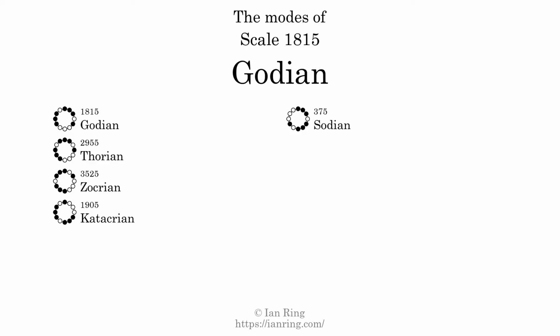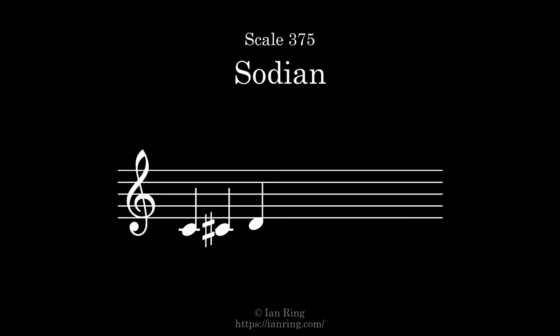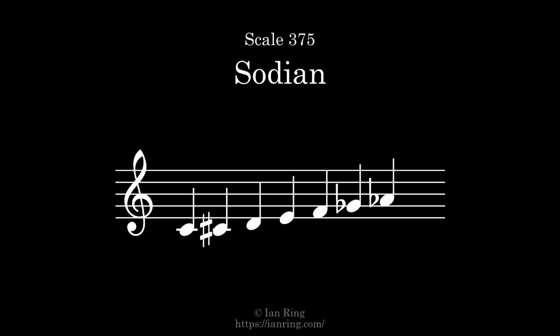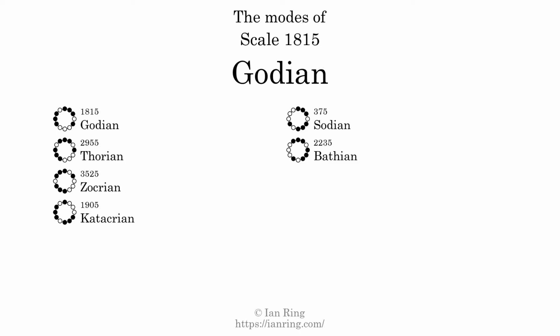The fifth mode is scale 375, also known as Godian. It sounds like this. The sixth mode is scale 2235, also known as Bathian. It sounds like this.